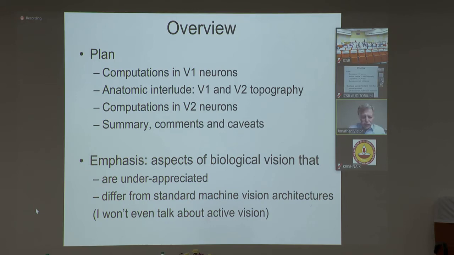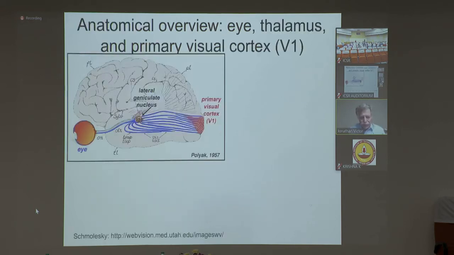To get started and to link things up with what you've just heard about, primary visual cortex is back here at the back of the brain, and it gets its signals following transformation of visual input into neural signals in the eye and retinal ganglion cells that send those signals to the lateral geniculate nucleus in the thalamus that you've heard so much about. And then from there, there are fibers that go directly to primary visual cortex.